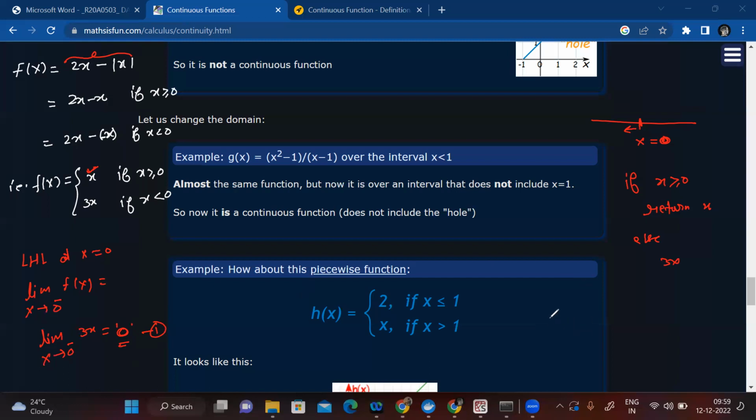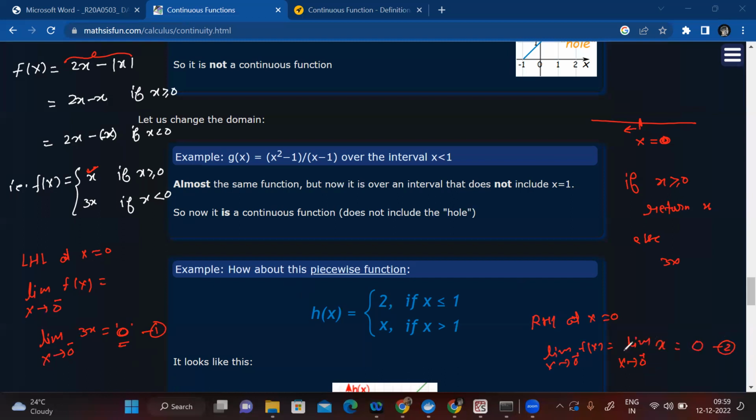Similarly, if you find the right hand limit at x equal to 0, so limit x approaches 0 of f(x). That means the x value should be greater than 0. So where it is defined, this is defined here. So limit x approaches 0 of x, and if you put the value of x, you will get 0.